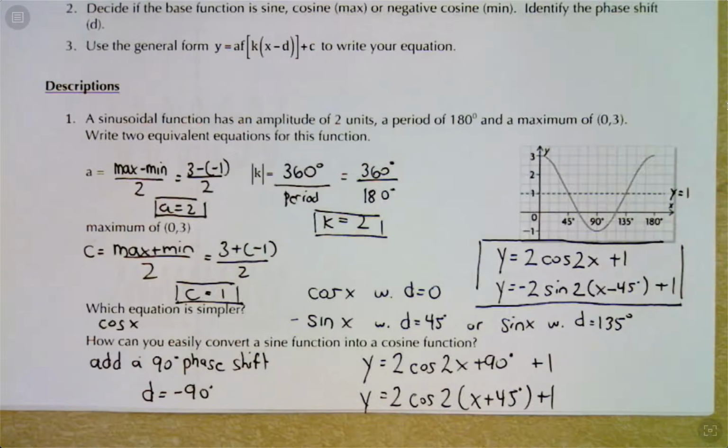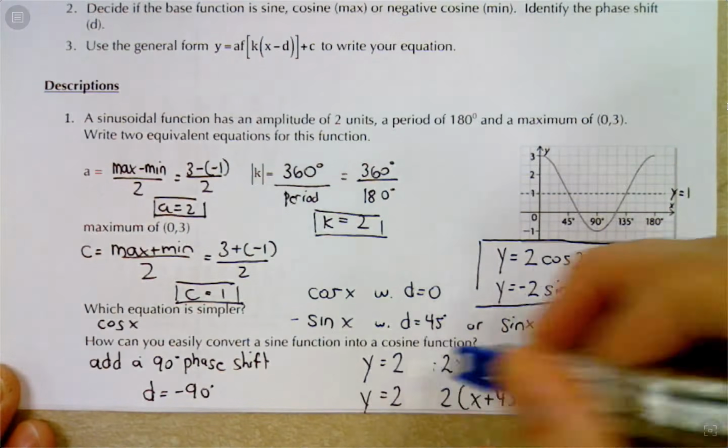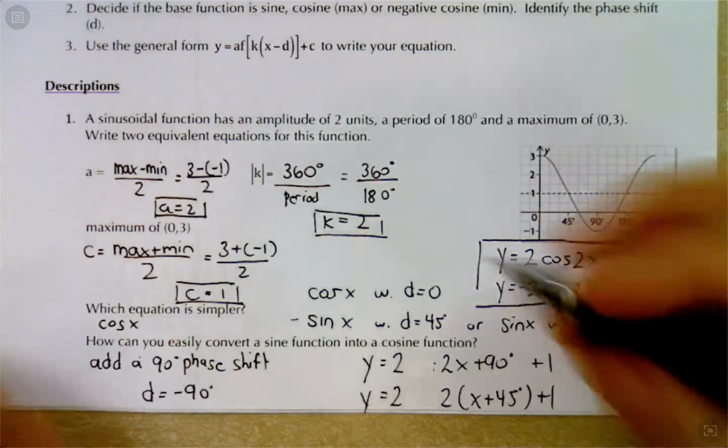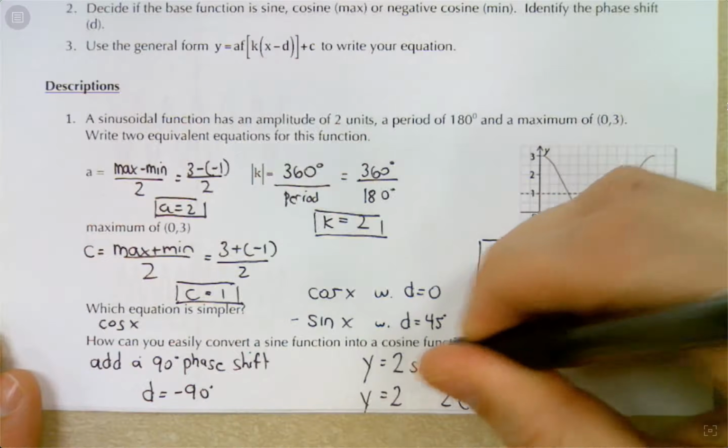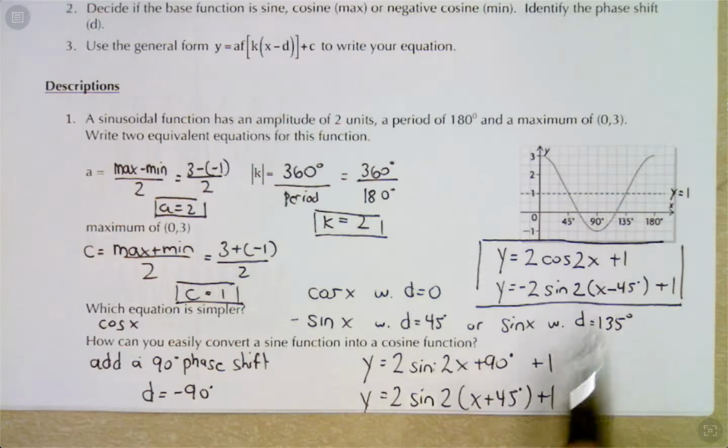Oops, I should have written sine. I don't know why I wrote cos twice. As soon as we add the 90, we're switching to cos, or switching to sine. We end up with this. Now this doesn't exactly match the one that we have.